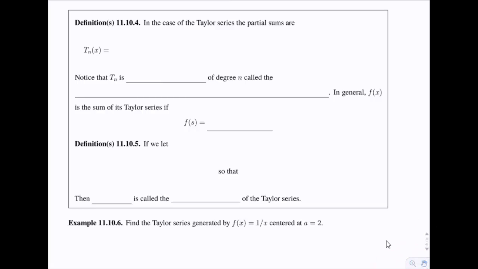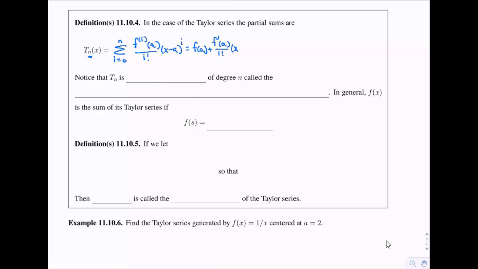So in the case of Taylor series, the partial sums are these t sub n's. So we need a new variable. I'm going to use i, which is going to range from 0 now to n, which is this maximum degree. And then everything else is the same. So we're going to take the ith derivative of f, evaluated at a, divided by i factorial times x minus a raised to the ith power. All right, so it should look, again, pretty much the same.